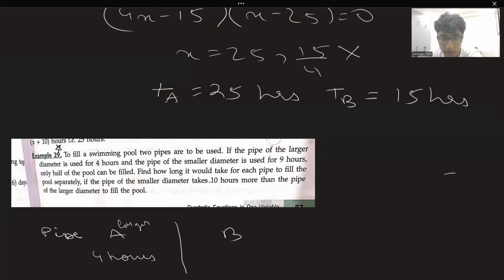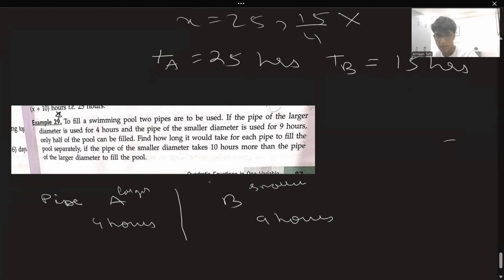And pipe B is used for 9 hours, right? So 9 hours, then only half the pool can be filled. So only half the total work is done, right? So find how long would it take each pipe to fill the pool separately if the pipe with the smaller diameter takes 10 more hours than the pipe with the larger diameter.